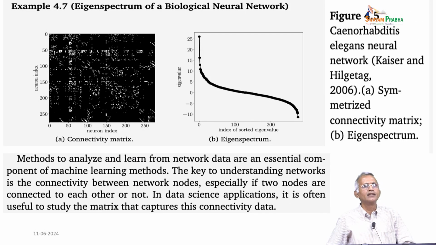Next, the eigenspectrum of biological neural networks. Methods to analyze and learn from network data are an essential component of machine learning methods. The key to understanding networks is the connectivity between network nodes, especially whether two nodes are connected to each other or not. In data science applications, it is often useful to study the matrix that captures this connectivity data. This is the eigenspectrum corresponding to the connectivity matrices.